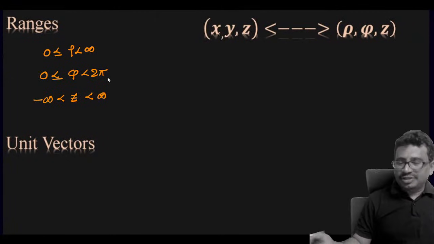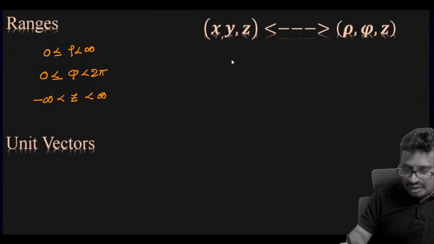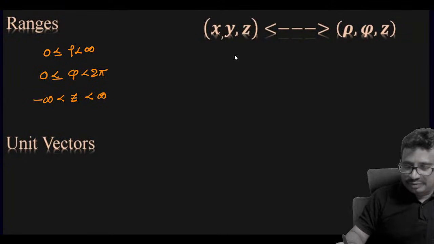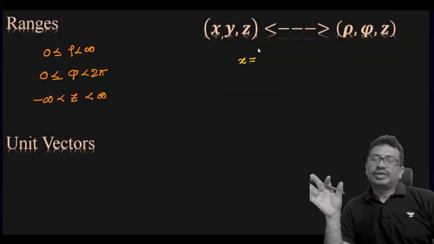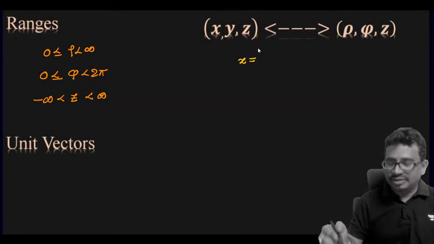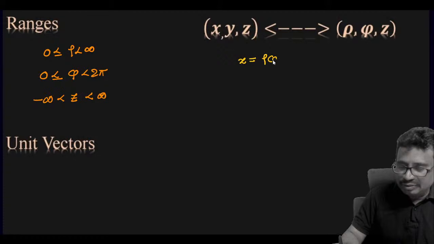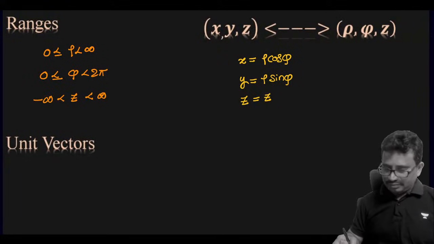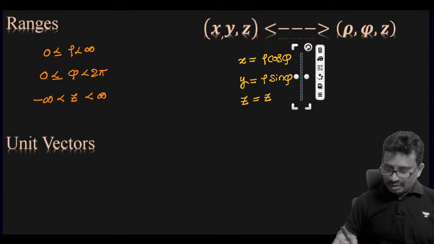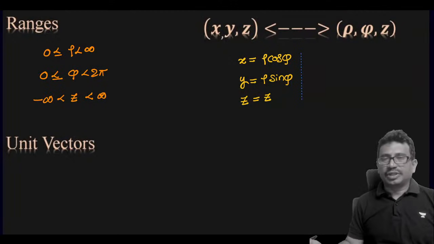And so the conversions, if you see, earlier we had x is equal to r cos theta. But here, in place of r and theta, we have taken rho and phi. So x is equal to rho cos phi, and y is equal to what, tell me now, rho sin phi. And z in the Cartesian and z in the cylindrical are both the same only.